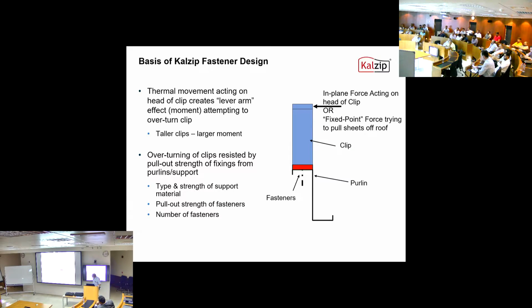This is basically what happens when the sheets expand and contract if the clips are out of tolerance. This is a halter clip, and this is your support here. As the sheet expands and contracts, if this clip is installed out of tolerance, you're going to get this moment rotation here. So you have to make sure the fasteners are secured adequately and designed to accommodate any thermal movement. These are the things we take on board when looking at designs, fastener calculations and details, to make sure that the system functions correctly.